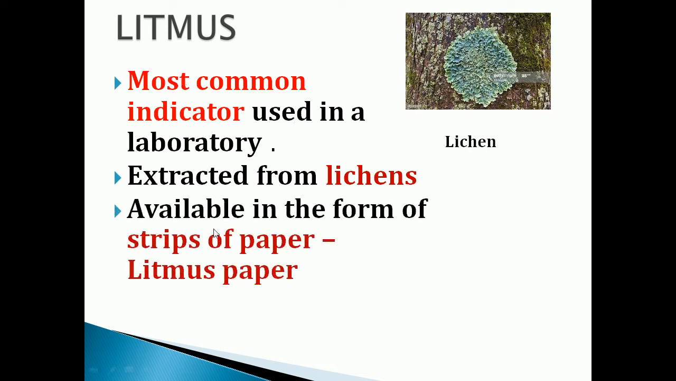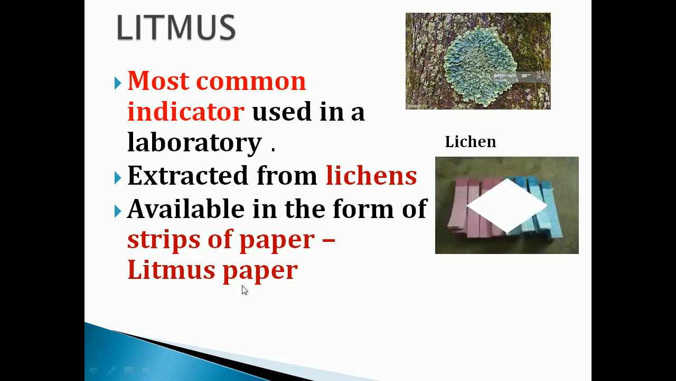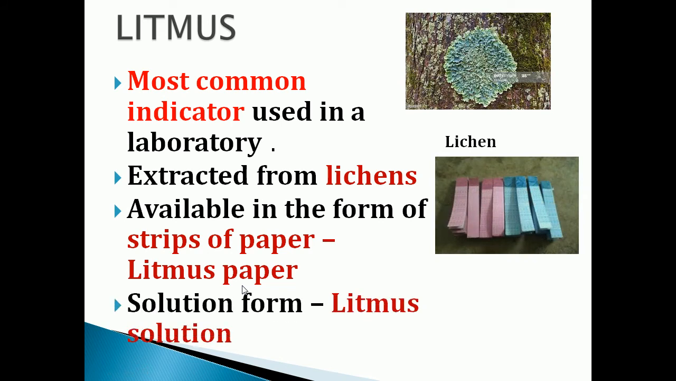This litmus is available in the form of strips of paper. The strips of paper prepared from lichen are called litmus paper, and it is also available in the form of litmus solution. In this picture you can see a strip of paper, which is called litmus paper, and it can also be obtained as a solution, which is called litmus solution. Litmus paper is either red or blue in color, so there are two colors of litmus paper, red and blue. Here in the picture you can see red and blue litmus paper.